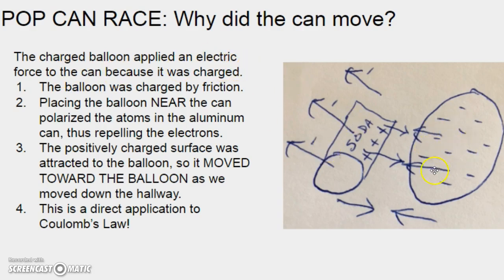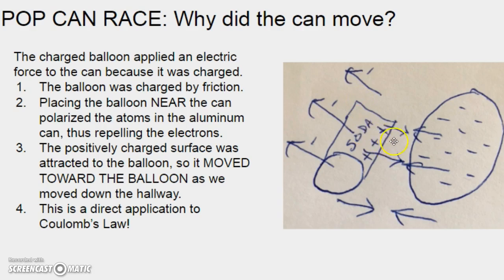Here we can see the balloon. The balloon had to be charged. That's key here. It was charged by friction. Placing the balloon near the can polarized the atoms in the aluminum, thus repelling the electrons, not outside of the can. They're still inside the can, but I'm showing you for visual appeal.